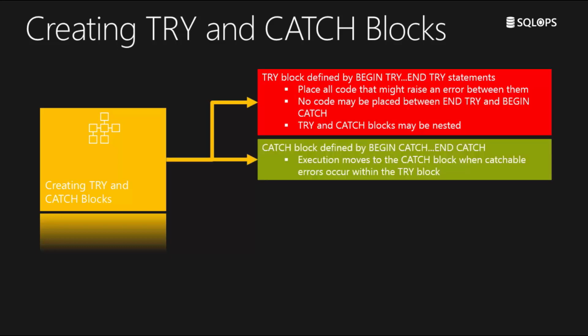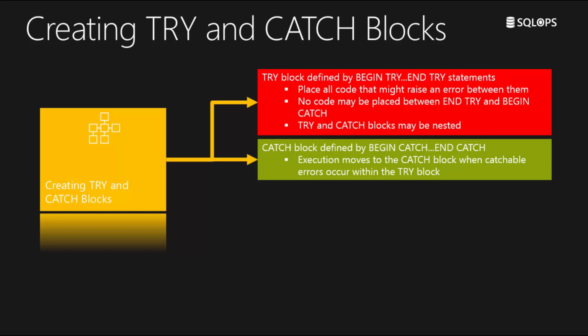The catch block is defined by begin catch and end catch statements, and the execution is moved to the catch block when there is an error that occurred in the try block. After the catch block handles the exception, control is then transferred to the first Transact SQL statement that follows the end catch statement. And if the end catch statement is the last statement in a stored procedure or trigger, control is returned to the code that invoked the stored procedure or trigger. Transact SQL statements in the try block following the statement that generates an error will not be executed.